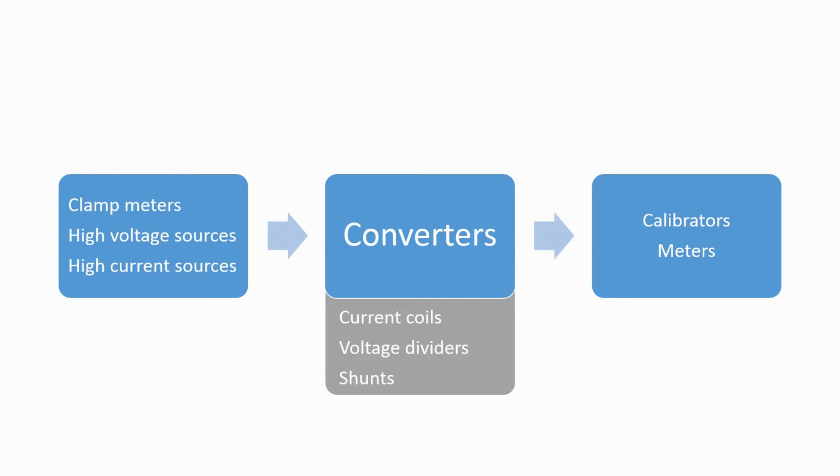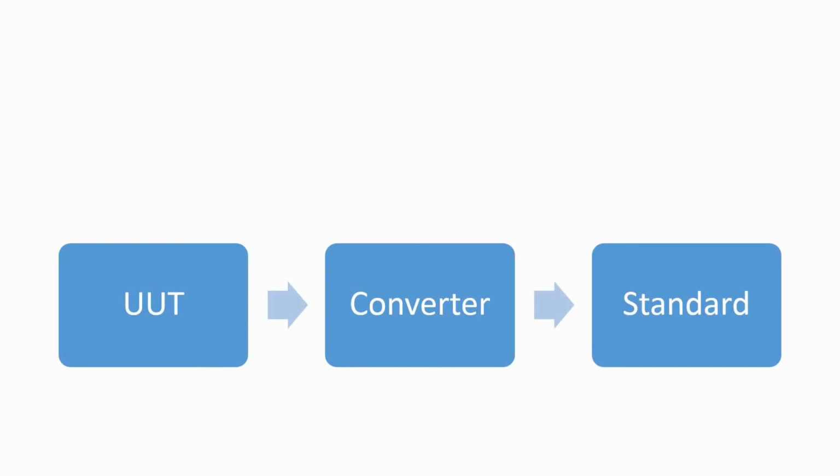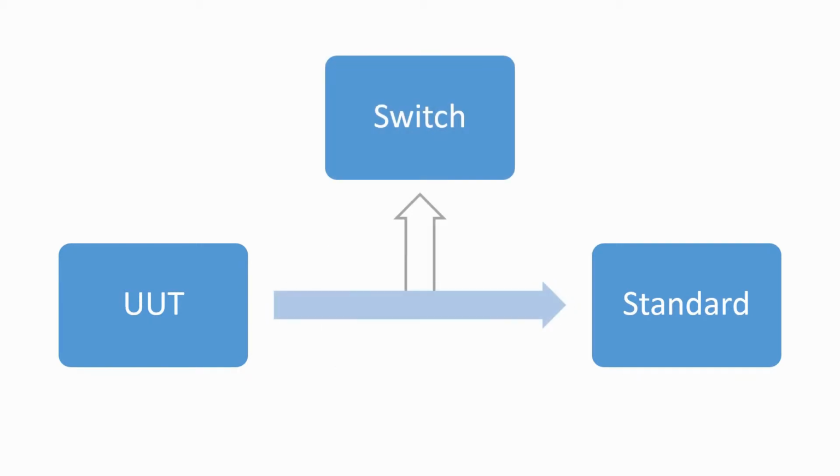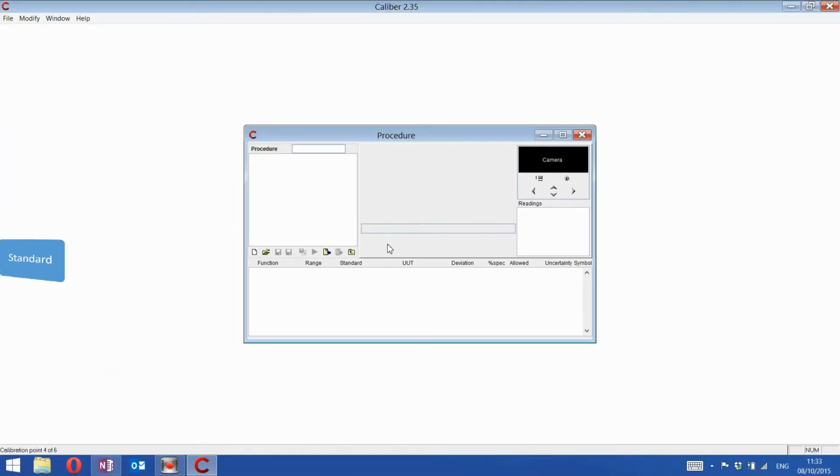Converters and switches are instruments that don't generate or measure any signal. That's why you can't add them in Procedure Wizard, by the way. The difference is that converters can affect the signal, for example the coil multiplies the current signal, and switches can't. Let me show you a practical example.